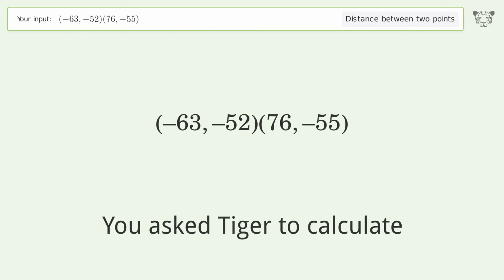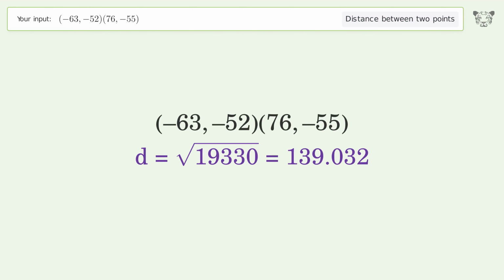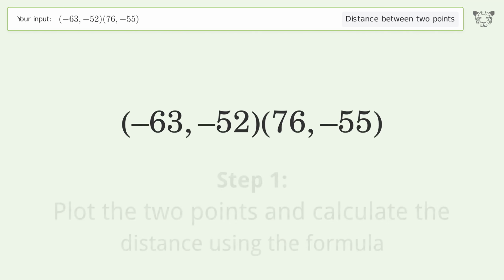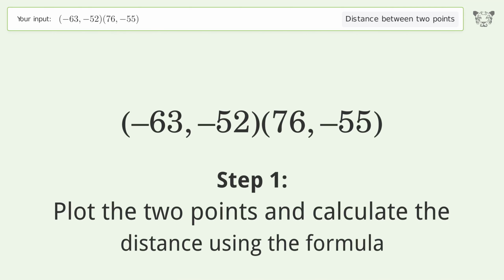You ask Tiger to calculate. This deals with the distance between 2 points. The distance between the 2 points is the square root of 19,330, or 139.032. Let's solve it step by step. Plot the 2 points and calculate the distance using the formula.